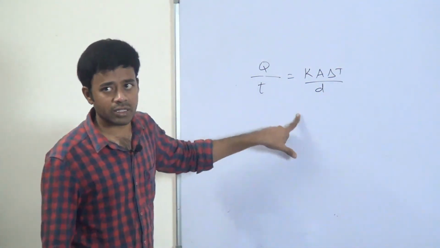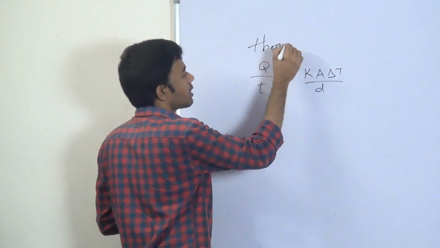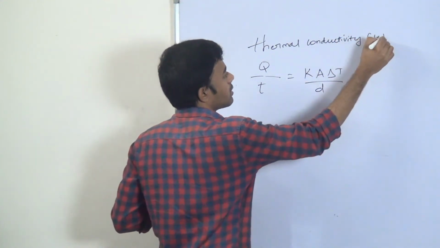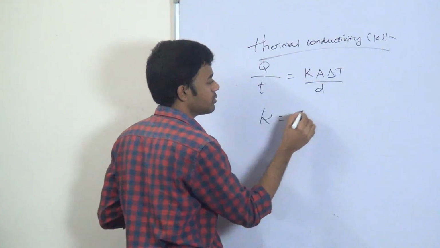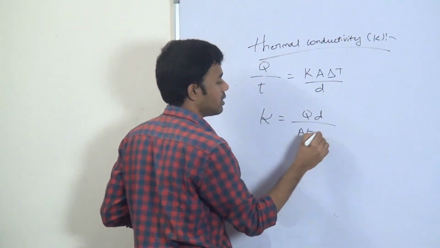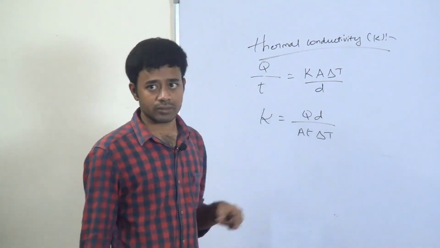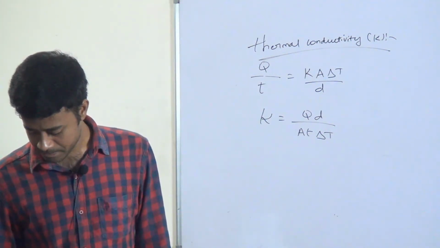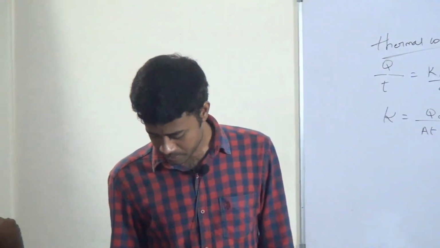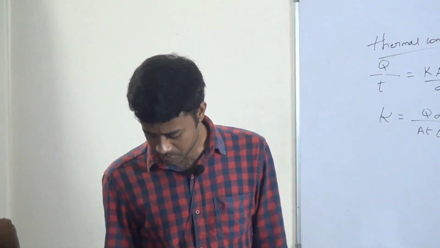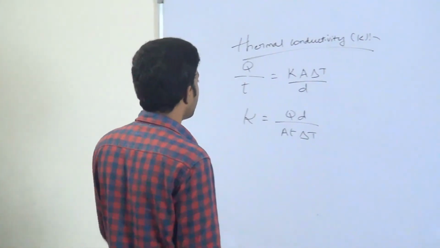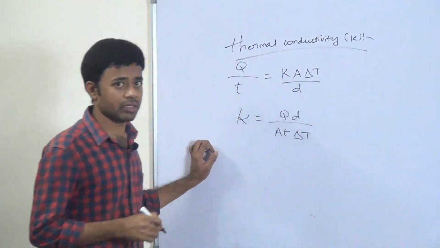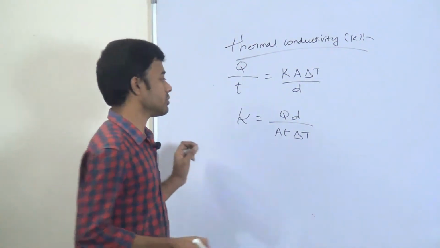From this, since we are asked about thermal conductivity, thermal conductivity is K. So from this you can write K equal to Q D by A T delta T. Here the Q by T, the amount of heat energy supplied or the rate of flow of heat, is power.